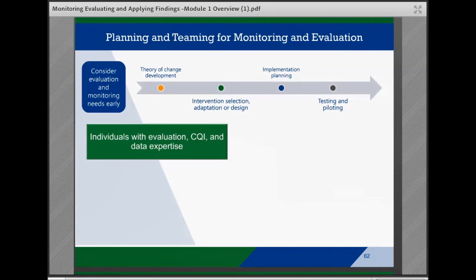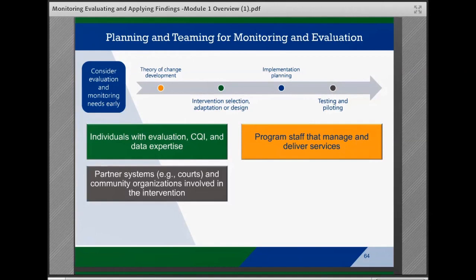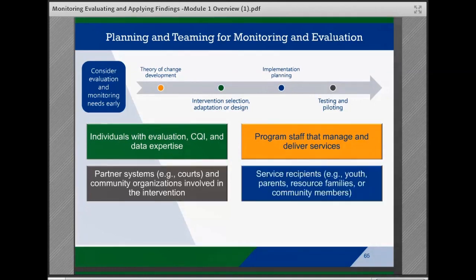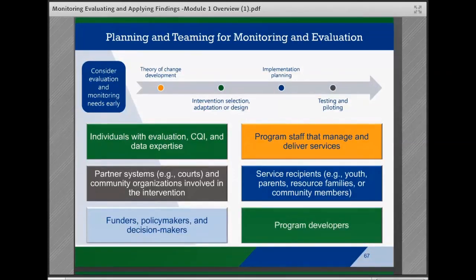Groups that teams should include in this work are individuals with evaluation, CQI, and data expertise, program staff that manage and deliver services, partner systems, for example, the courts and community organizations involved in the intervention, service recipients like youth, parents, resource families, or community members, funders, policymakers, and decision makers, as well as program developers.